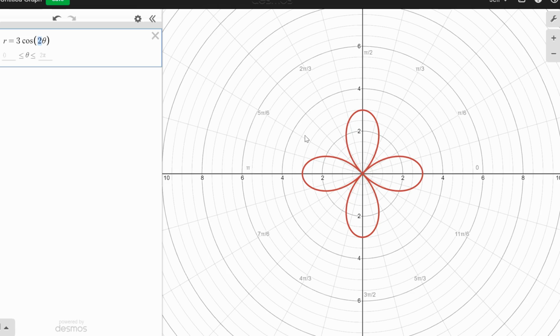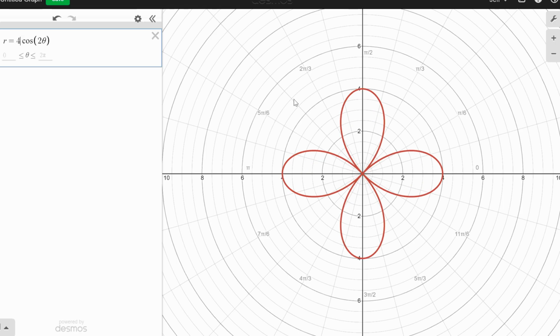So what I'm going to do is look at what if I change some of these numbers. So if I change this 3 to, let's say, a 4, then the petals are going to be 4 wide. So that's kind of what I was just saying. That's probably what you had predicted.